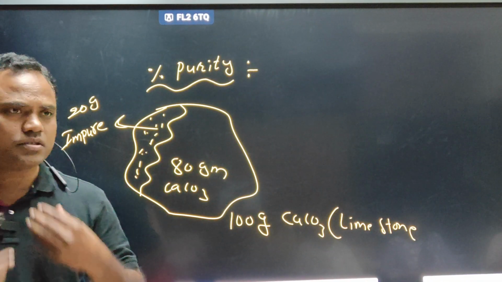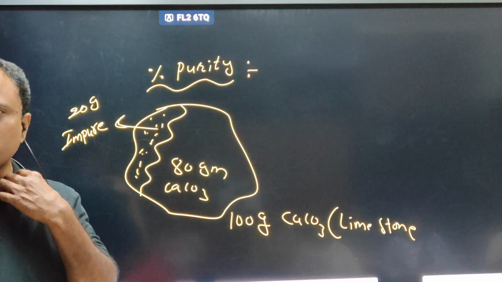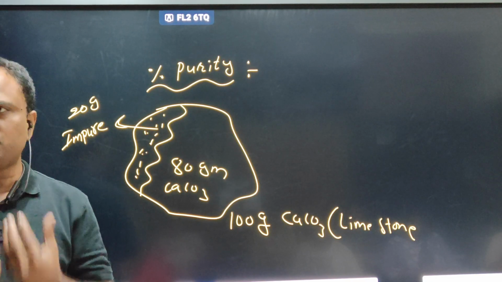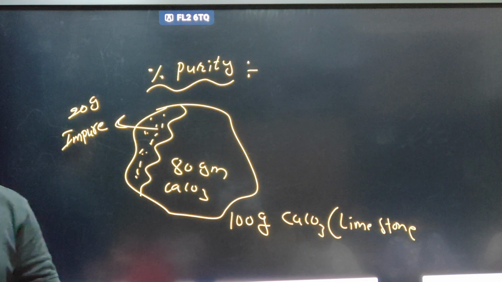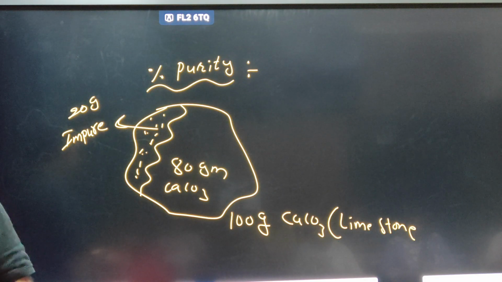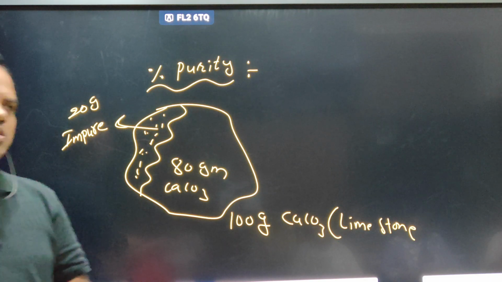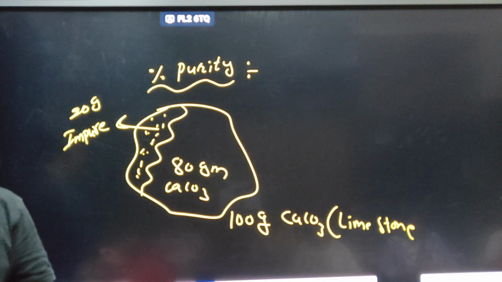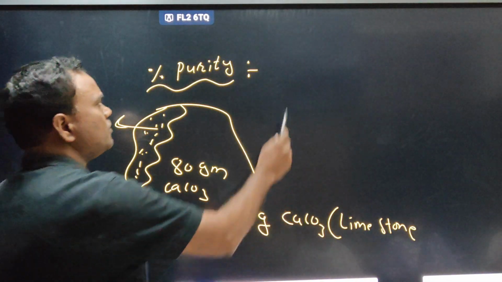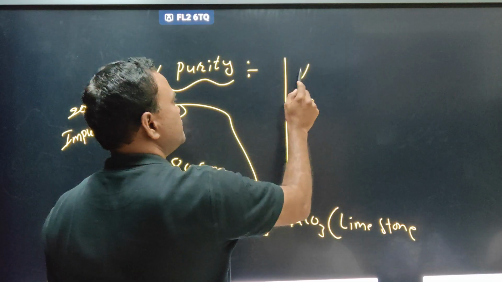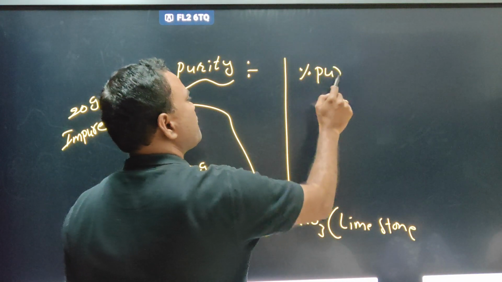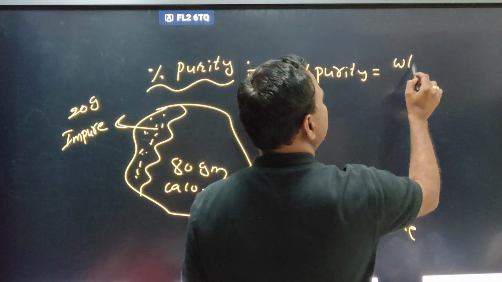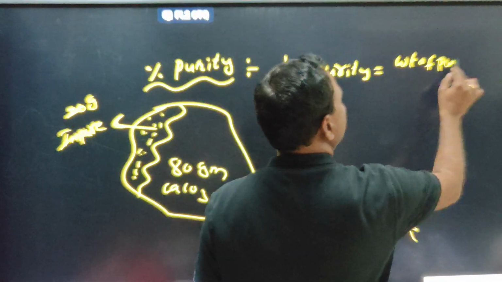We purchase some goods in the market, but they are not 100% pure. Some impurities are present, like dal, sugar, oil. Percent purity means how much percent of a substance is pure. For percent purity, we have one formula. Percent purity is equal to weight of pure compound.